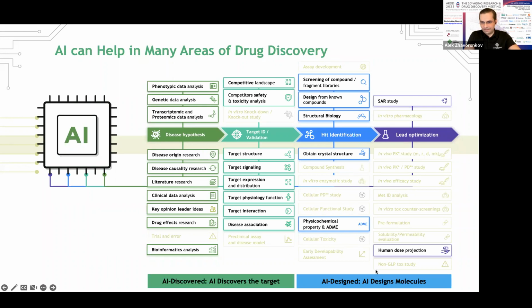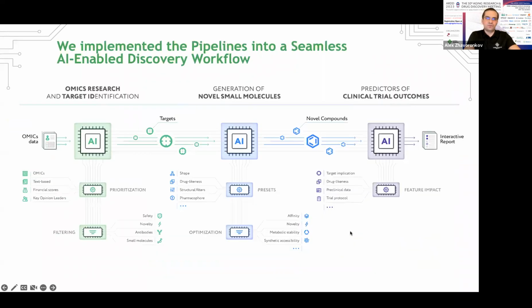And there are companies, even in the UK, that have gone into phase 1 with an AI discovered therapeutic. But to my knowledge, we are the first one that managed to go both steps. So AI discovers a target and AI designs the molecule. And we managed to do this using the end-to-end approach. So we developed an end-to-end AI, which identifies targets for you. I'm going to talk about that in detail today.